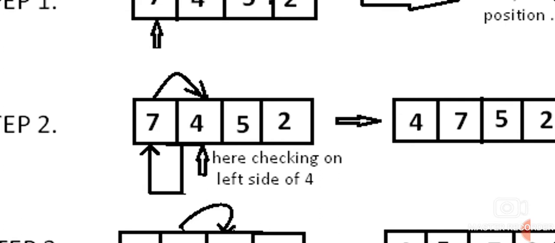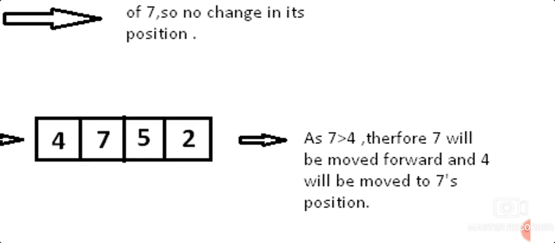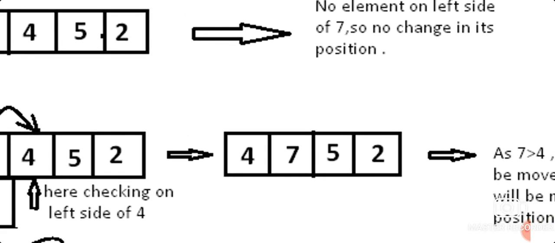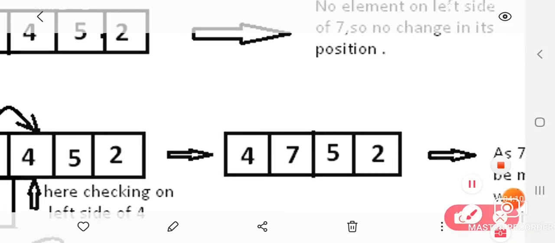Here we check the left side of 4, that is, we compare with the first element, which we consider to be the sorted one. Since 7 is greater than 4, 7 will be moved forward and 4 will be moved back. At the 0th position we will place 4, and at the 1st position we will place 7, as we did in the first step.